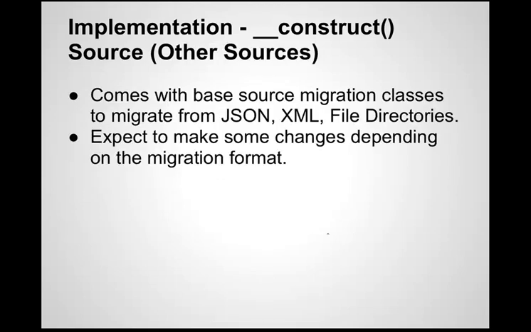You can also import JSON, XML. I mentioned file directories as well. I haven't actually tried it with file directories directly, but the code, like the beer and wine examples, implies that you can do it for sure. But like with anything, because you've seen how the changes are there between the different sources, from your current database to a remote database to a CSV file, you can expect to make some changes depending on a JSON or XML or whatever kind of thing.